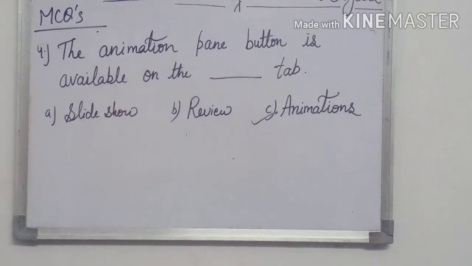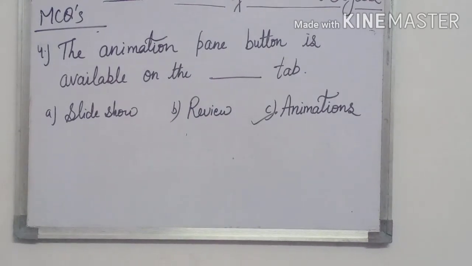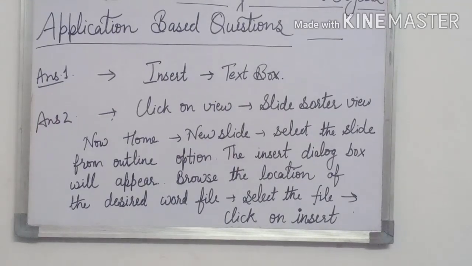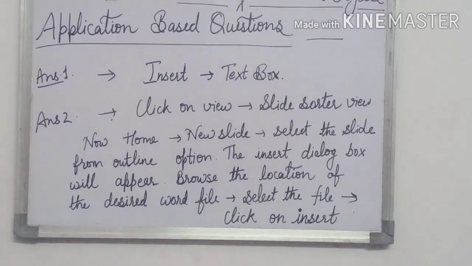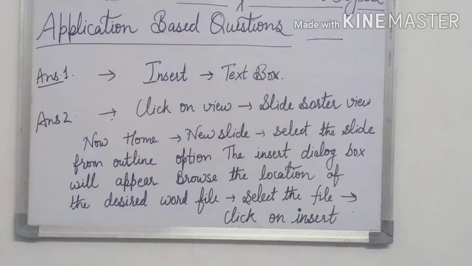Now we will move to application based questions. Here I have written the answers of this. Now I am reading the questions, and then you can see the answer. First question is, the teacher has asked Kabir to open a blank slide and write a paragraph on save the environment. He is also being given instructions not to use any text placeholder in it. Suggest to him how he can enter the text on a blank slide.